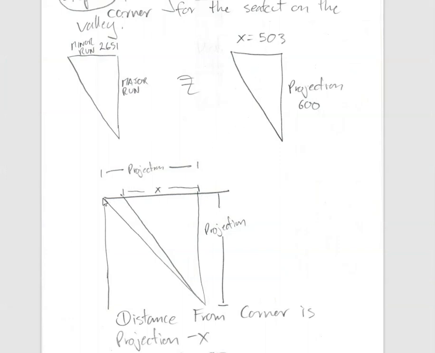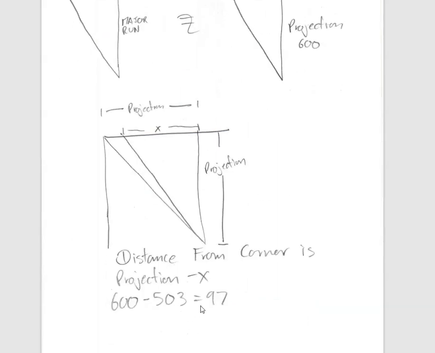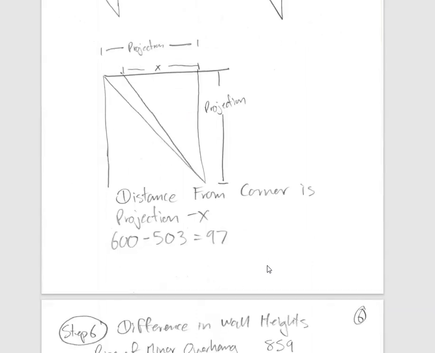So to figure out the distance from the building corner, all we need to do is take that projection, which is 600, and subtract the x, and that'll tell us how far from that building corner our valley is going to sit from the corner. And there's your answer, 97 mil.